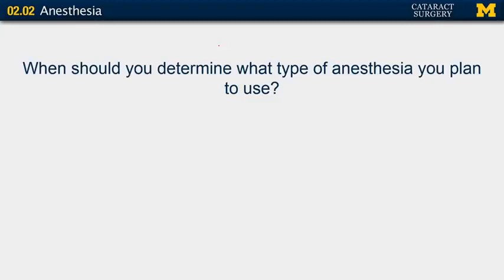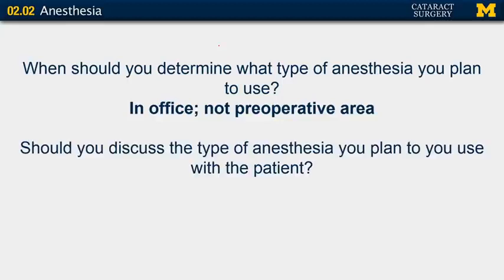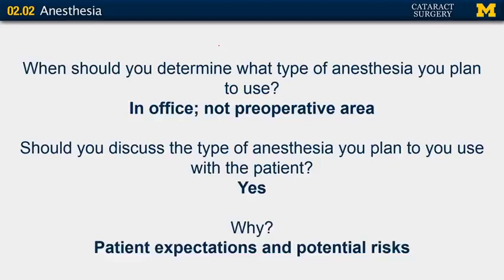When should you determine what type of anesthesia you plan to use? In the office, not in the preoperative area. Should you discuss the type of anesthesia you plan to use with the patient? Yes. And why? You want the patient to have appropriate expectations and not to have any surprises on the day of surgery. You also want to be able to discuss potential risks depending on what type of anesthesia you are planning to use.